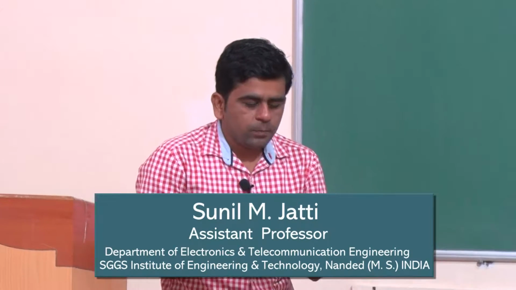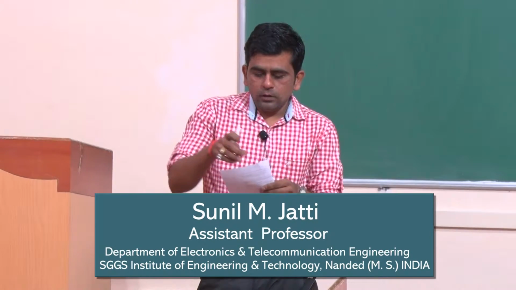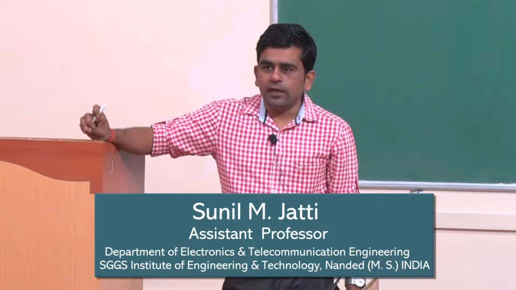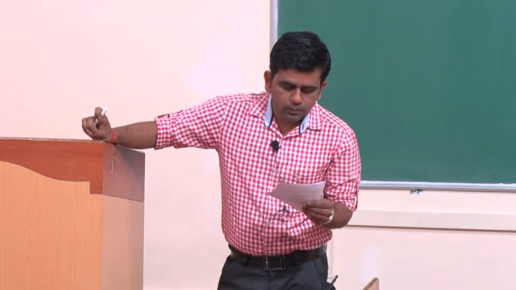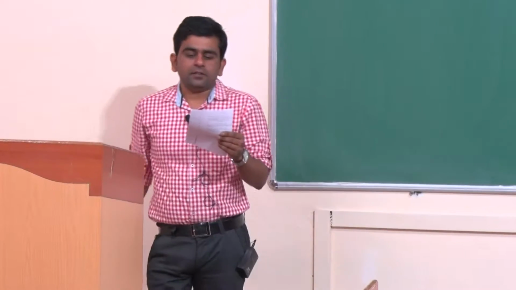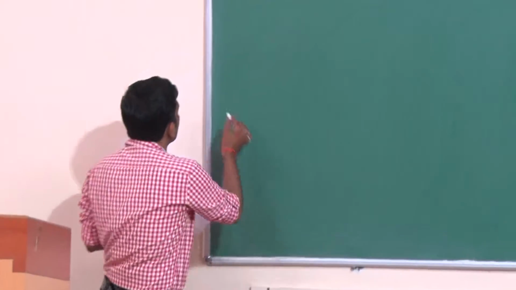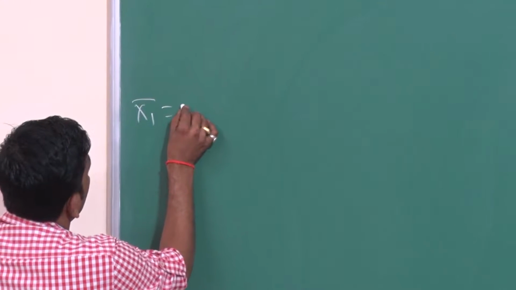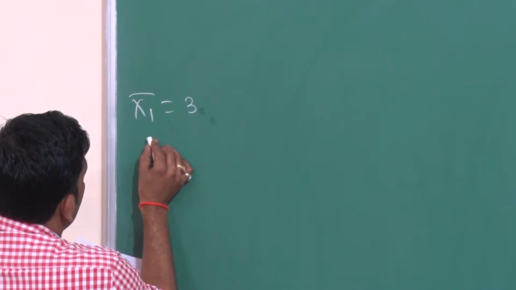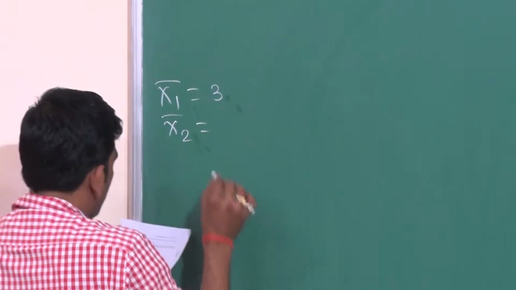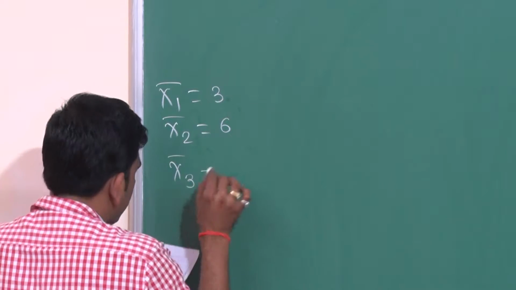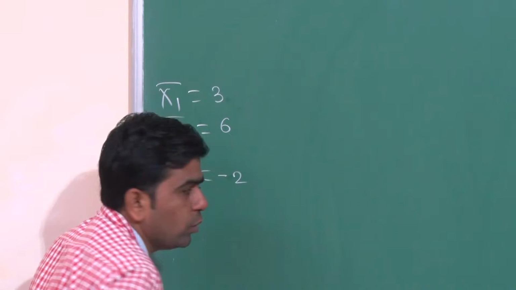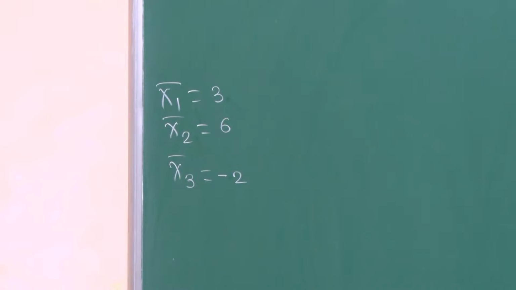Write down the first problem. Three statistically independent random variables x1, x2 and x3 have mean values x1 bar is equal to 3, x2 bar is equal to 6 and x3 bar that is equal to -2. Find the mean values of the following function.